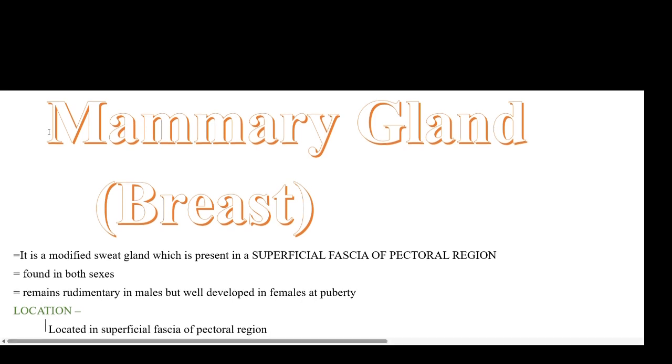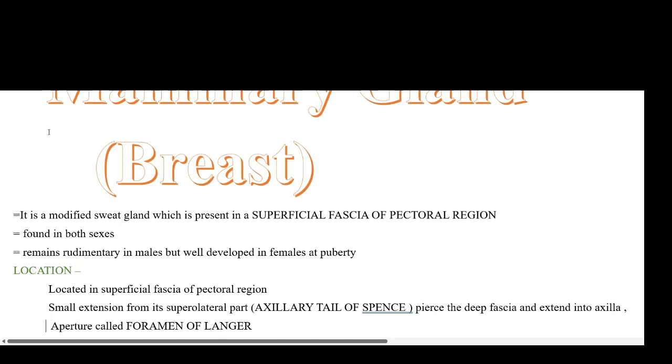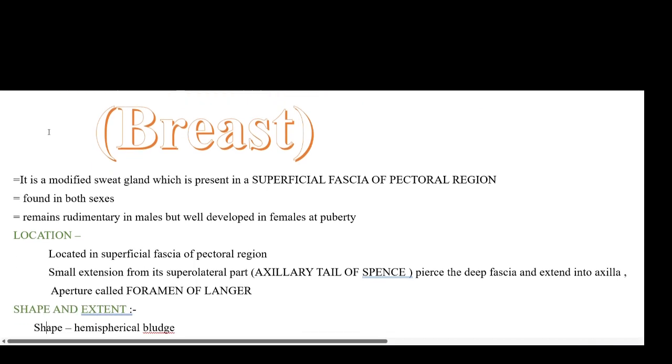Let's see its location. It is mainly located in the superficial fascia of the pectoral region. A small extension from its supralateral part is called the axillary tail of Spence, which pierces the deep fascia and extends into the axilla through an aperture. The aperture's name is foramen of Langer.